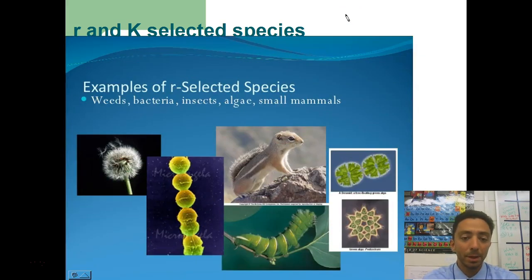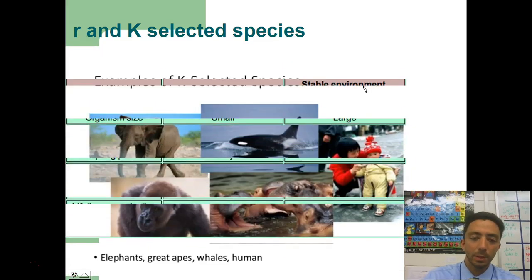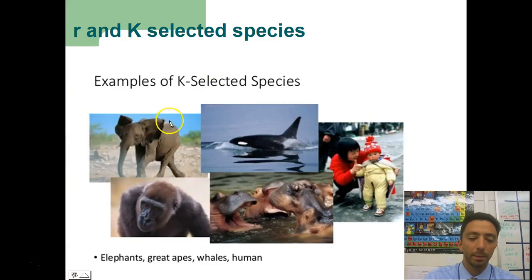Some examples of them, we've got our R-selected species, dandelions I mentioned. This is the bacteria. Insects are good R-selected species, and these are algae over here. Some K species then, we've got the elephants, the gorillas, hippos, killer whales or orcas, and then people, of course, are great K selected species. Things that have very large offspring and they care for them. They spend time looking after them.